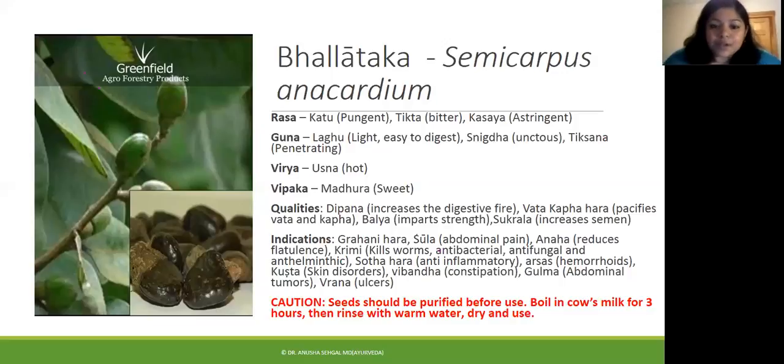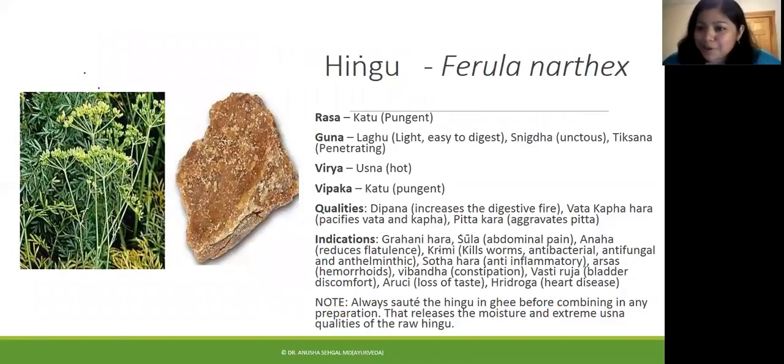So that's all about bhallataka. And the next one is hingu, which you guys all got a chance to see, the very smelly stuff. So hingu, again, similar properties and qualities: katu rasa, laghu, snigdha, tikshna guna, ushna virya, katu vipaka. Same, deepana, of course, increases the digestive fire, kapha vata hara, and this one does aggravate pitta.